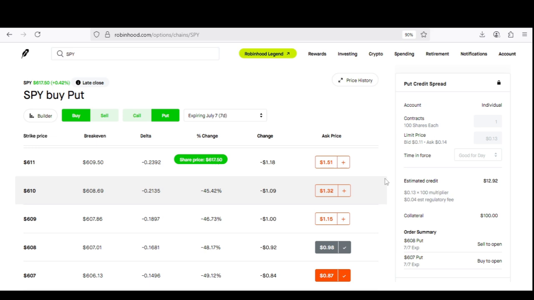Now, the put credit spread is a bullish option strategy. If I do decide to go ahead and do part 2, it's going to be another income generating option strategy, but this time it's going to be a bearish option strategy that's still going to allow you to get regular income.